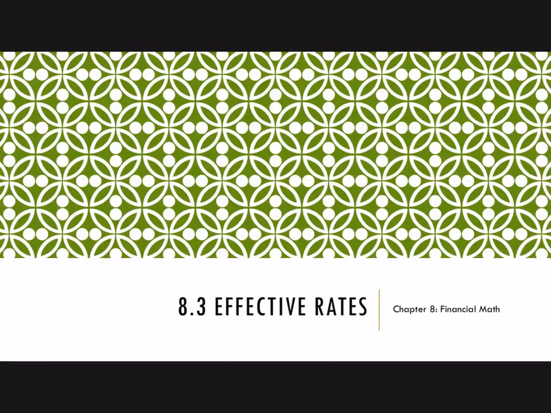Hi everyone. In this video we're going to talk about effective rates. We've previously talked about compound interest, and you've seen that interest can be compounded a different number of times per year depending on the situation. So one question that we might ask is, which of those different compounding periods would give you the most interest? For instance, if interest is calculated monthly versus daily, is there any advantage to one or the other in terms of making more money?